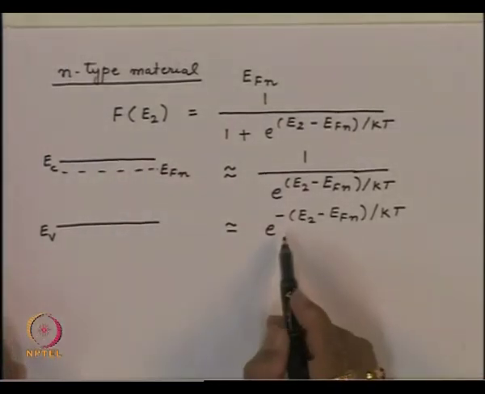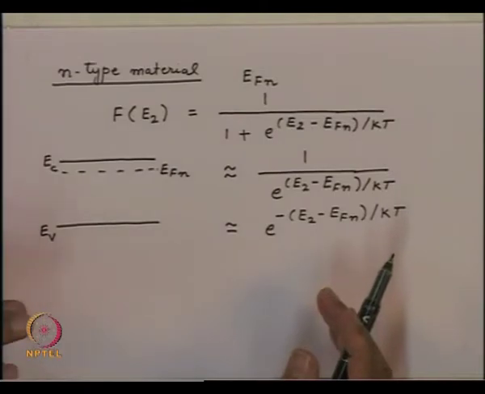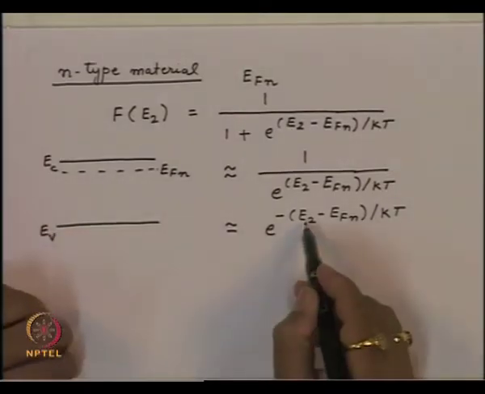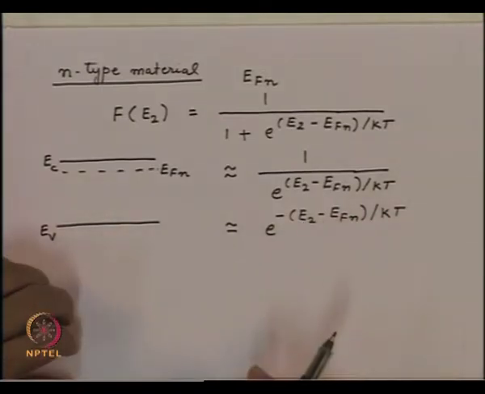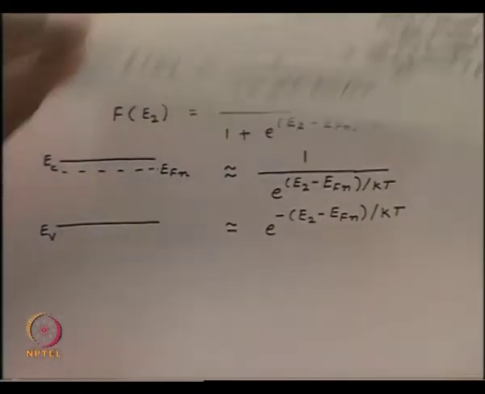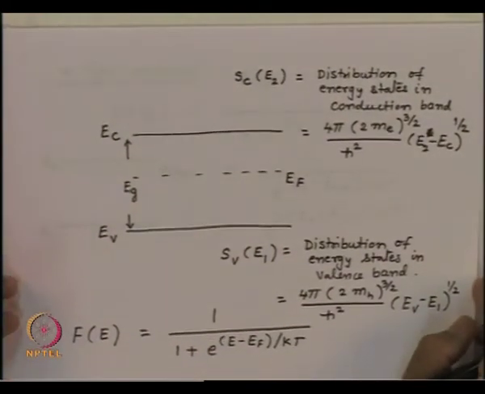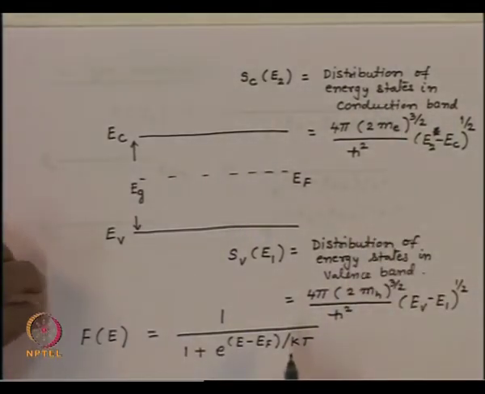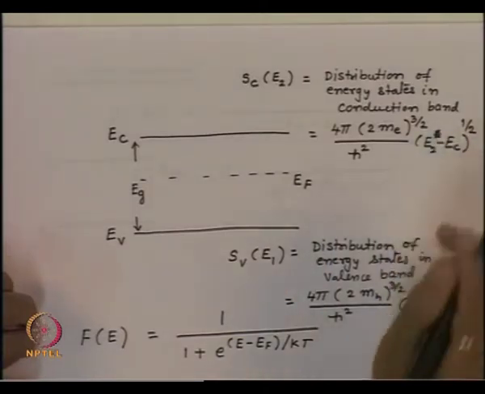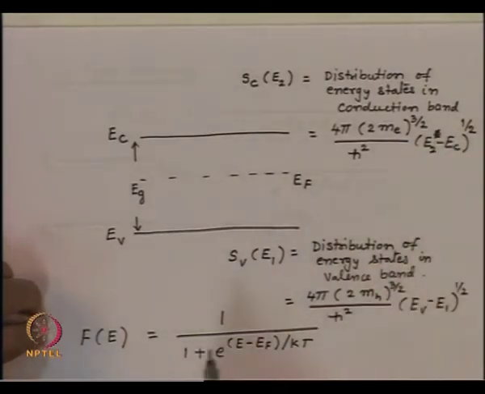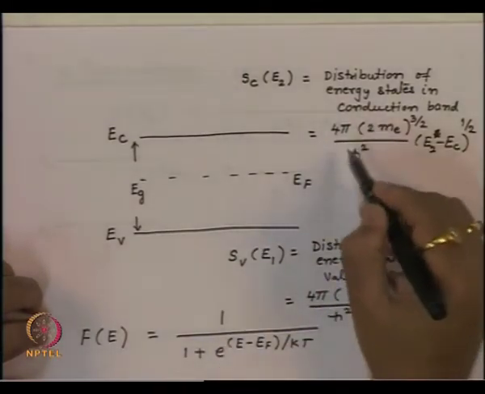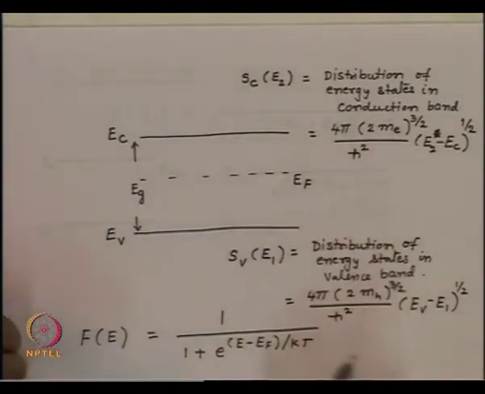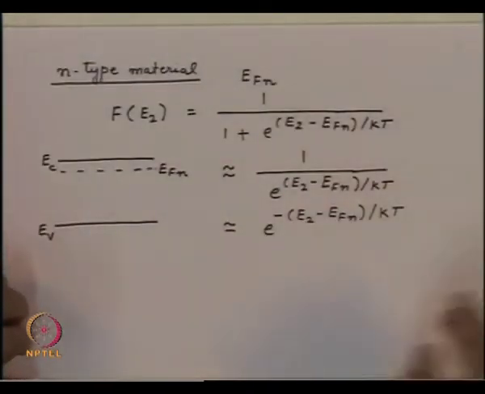This is now nothing but the probability of an electron being present in an energy level E2. As we said earlier, the presence of an electron is given by the probability of this distribution function and the occupancy function, which is given by the Fermi distribution. However, assuming that this function is a very slowly varying function of energy, because it only goes as a square root, let us assume that this function is practically constant in the region where the recombination takes place.